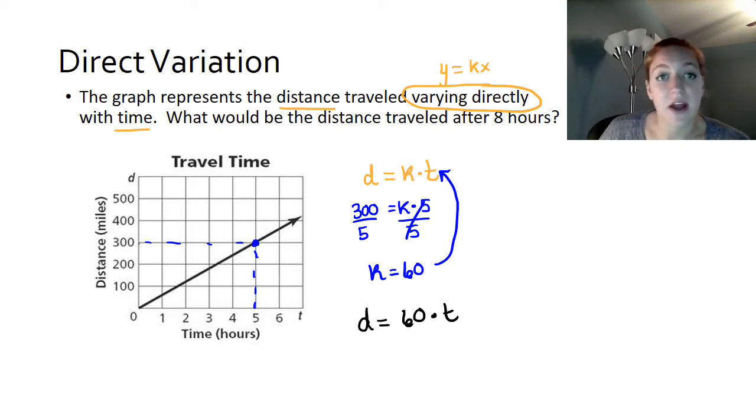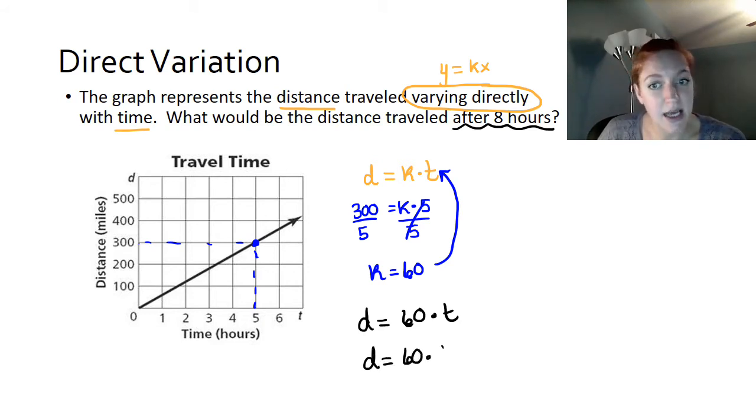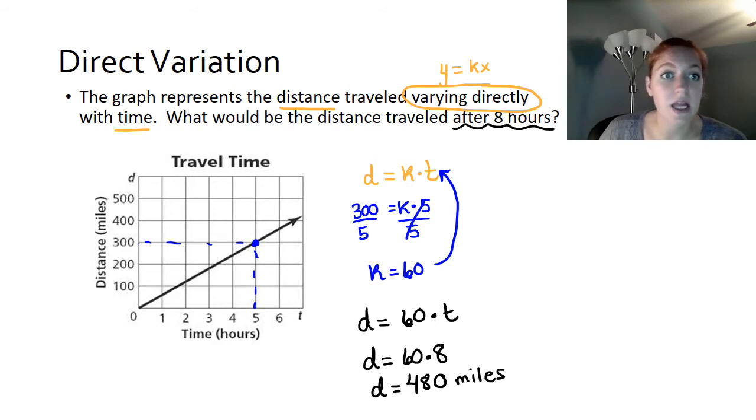So let's go back to our final question. What would be the distance traveled after 8 hours? So if you notice on the graph, we don't have 8 hours on here, right? We go up to what, 7? I don't know what 8 is, okay? But I can plug it into this formula to help me figure it out. So distance equals 60 times 8. Well, that's going to be 480 miles. Always use those units, right? Okay, so this distance is in miles, so let's go ahead and use it.